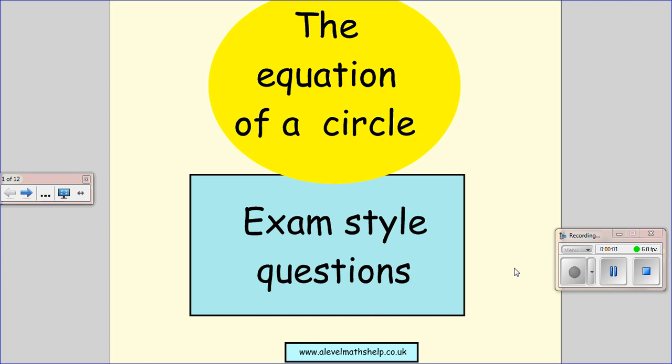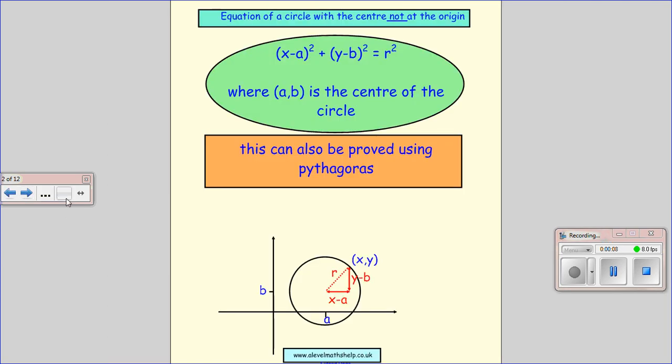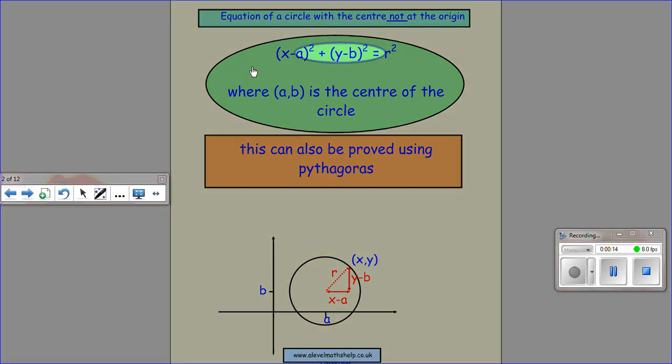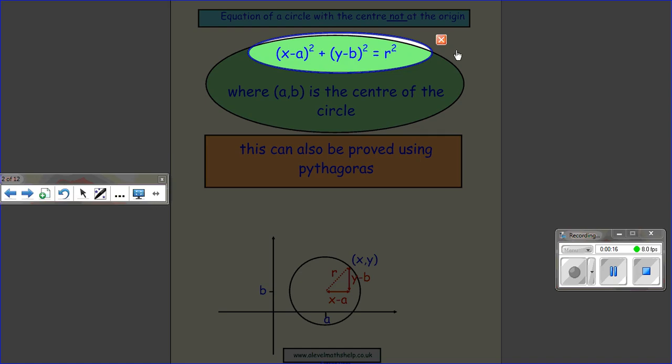Hello, so in today's video we're going to be looking at exam style questions relating to the equation of a circle. Just before we start, I want to remind you what the equation of a circle looks like when it's not at the origin. If you are unsure of this, there's another video you can go and watch before you start this one.